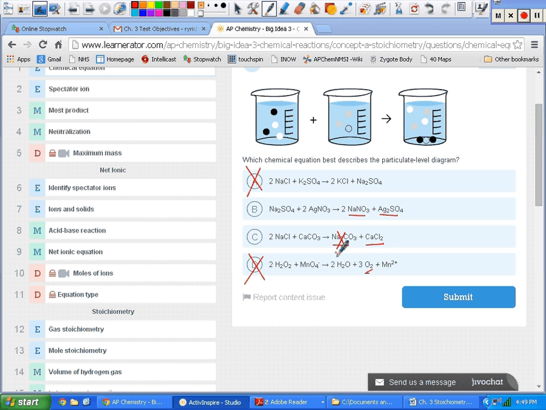Now, NaNO3. That's the group 1, so it goes away. What about Ag? That's a heavy metal bad guy. So what is that thing going to turn into? It's going to turn into a solid. So that is your answer. That is a particulate representation.